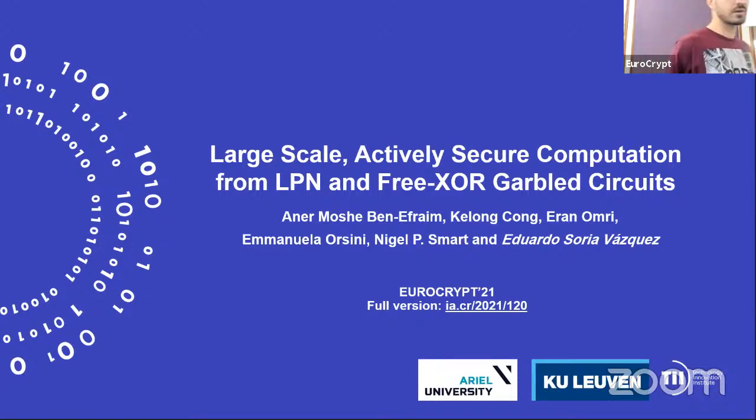This paper is also about garbled circuits, but it's about multi-party garbled circuits, and actually multi-party with a lot of parties. So that's the large scale bit. And it is joint work with Aner Benafrin, Kelon Kong, Eran Omri, Emmanuel Orsini, and Nigel Smart.